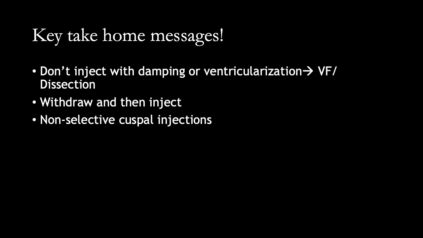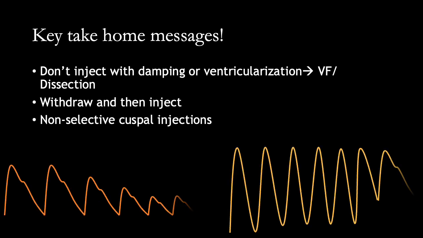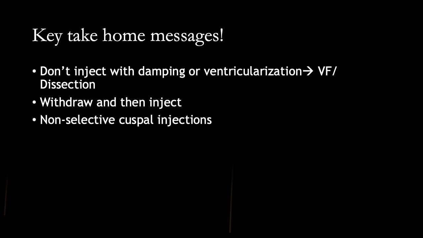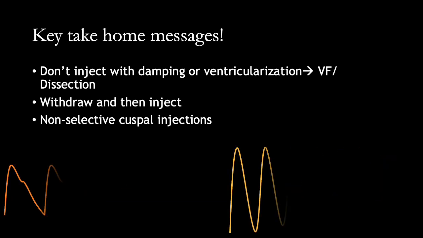Continuing to inject may cause ventricular fibrillation, dissection of the coronary artery, or thrombosis. The catheter should be withdrawn and repositioned. Alternatively, a gentle injection during withdrawal or a non-selective aortic cusp injection may be performed safely.